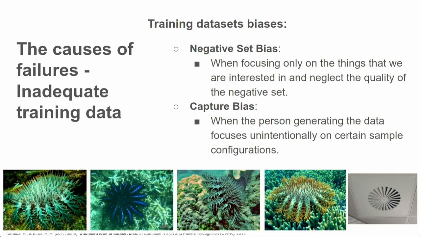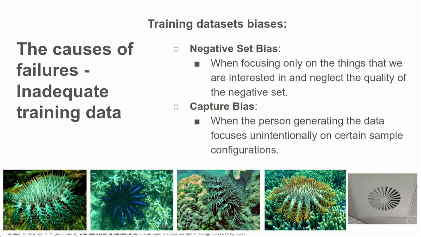Okay, let's go back to the projects I was working on. In that project, my job was to create a data set to detect the crown-of-thorns starfish. So I was working very hard on labeling the data, but early on in the project, I wasn't focusing on what is not the target, the negative set. If your negative set is not good, there's a cause of problems there. But if you think about it a little bit, what is the negative set here? The negative set is everything else.